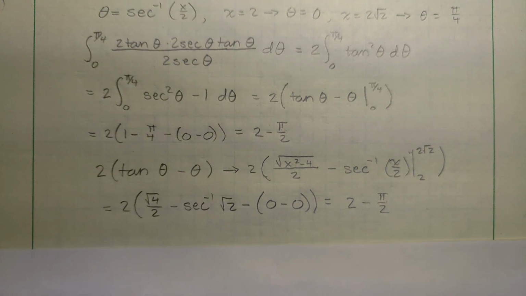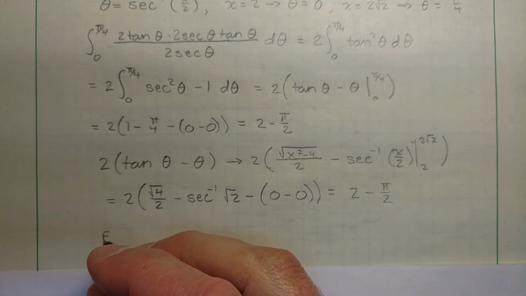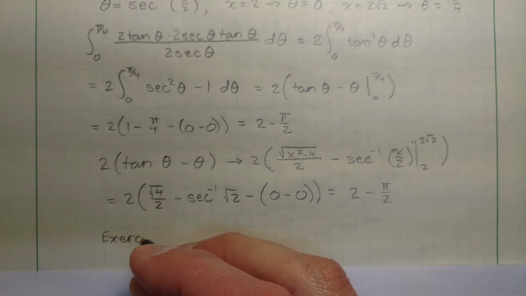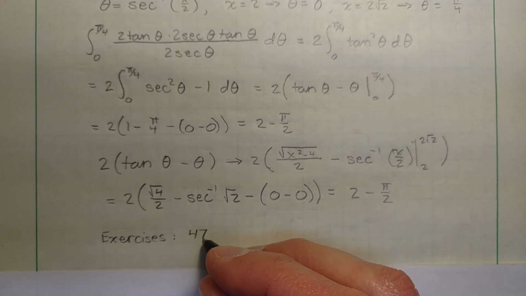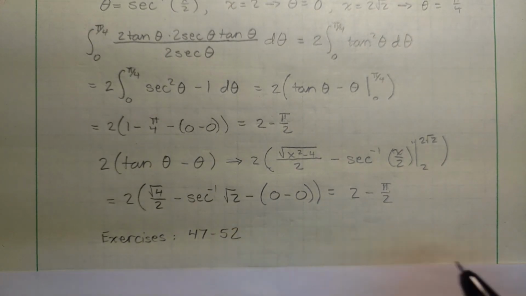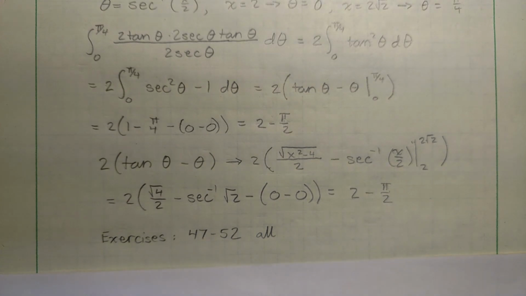As far as your homework goes, I don't think I've written that down. Your homework is going to be the exercises, and it is going to be 47 through 52. And that's all of them. That's only 6 problems. So pretty straightforward.